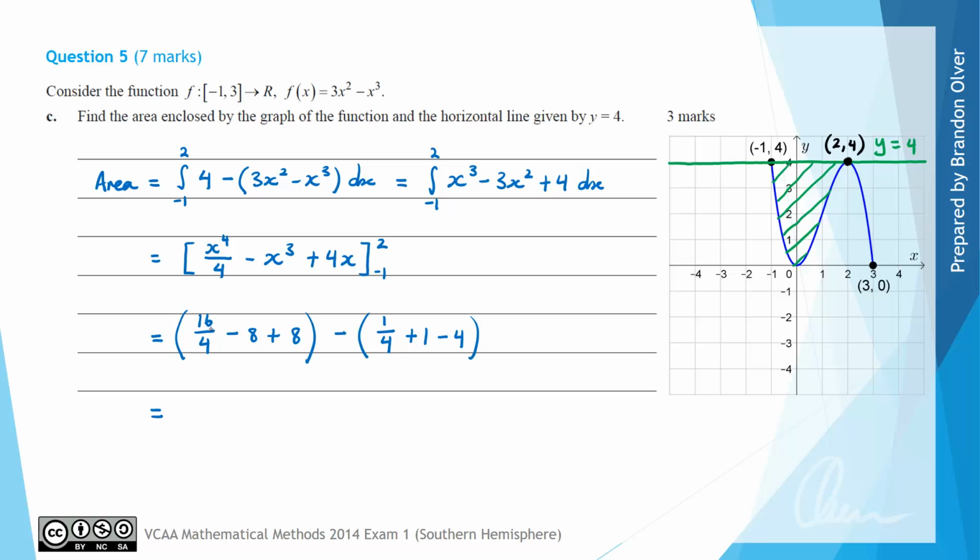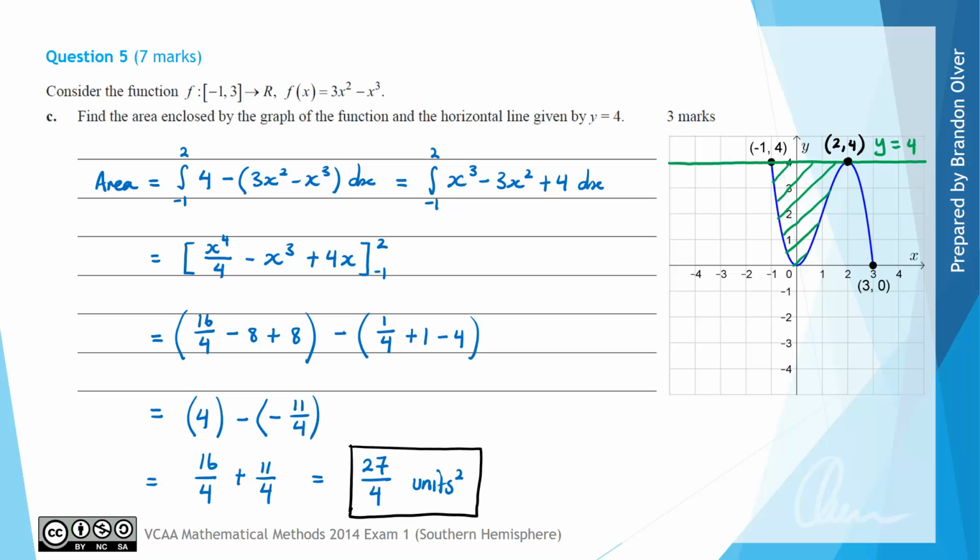And then simplifying that, we get 16 over 4 is simply 4 in our first bracket, and the -8 plus 8 will cancel, so we're just going to have 4 subtract the second bracket, which has the equivalent of -3 plus a quarter, which can be written as -11 on 4. And then this is going to be the same as 16 on 4, subtract -11 on 4 is plus 11 on 4. So now we have a common denominator, we can simply add them to get the answer of 27 on 4 units squared. So that is the answer to part C of this question.